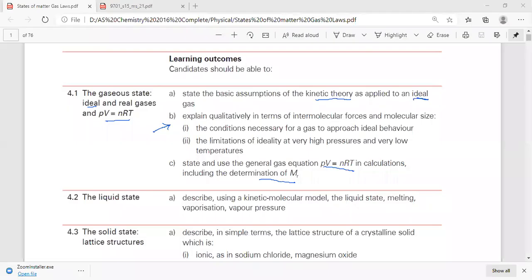Guys, today we want to continue with ideal gases. Last time we talked about the ideal gas law, which is PV = nRT. Here we are, this one here. Let me just put the highlight first.